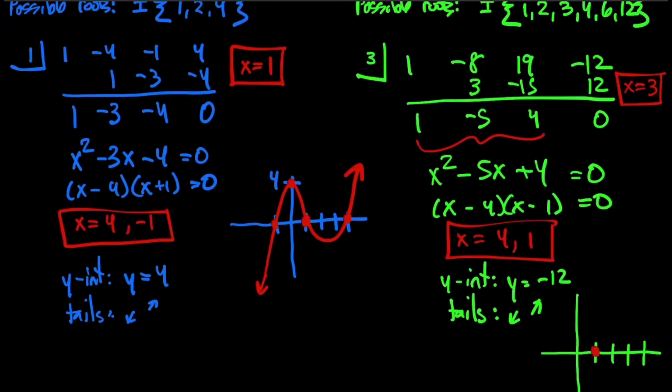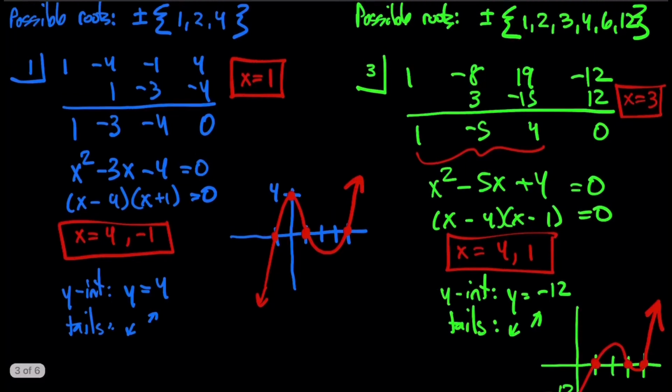I've got 1 and 3 and 4. My y-intercept is a -12. So what I'm going to do is I'm just going to put a mark down here at -12. And I know it's got to go through those points. My tails are heading down, and that one's heading up. So basically, it's just going to go like this. And there's a tiny sketch, but you guys get the idea.